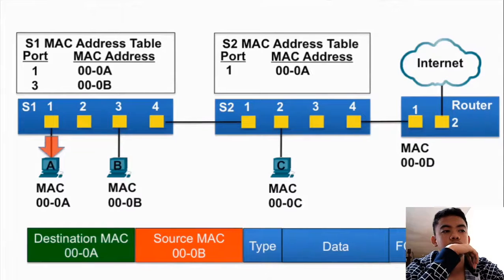PCA receives the Ethernet frame, examines the destination MAC address against its own MAC address, and notices it is a match, so it receives the rest of the frame.